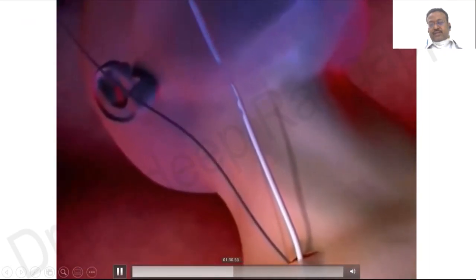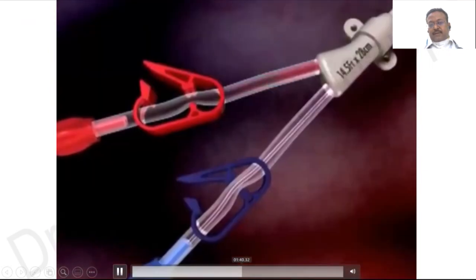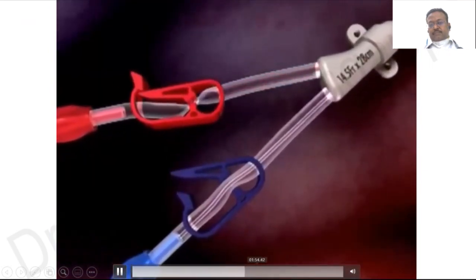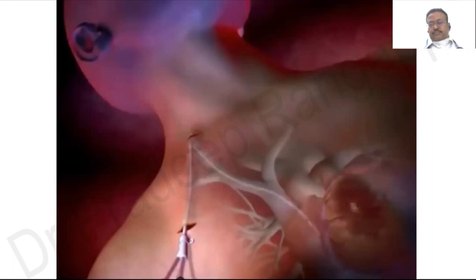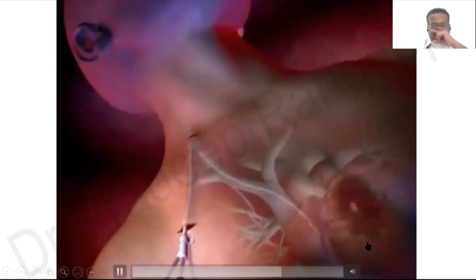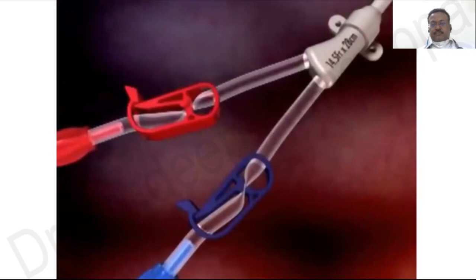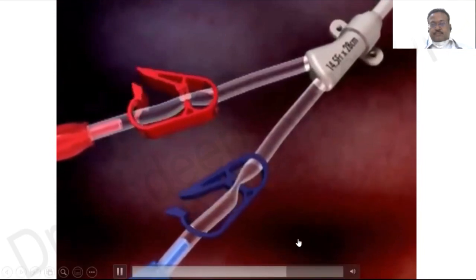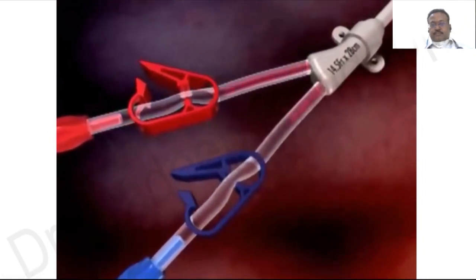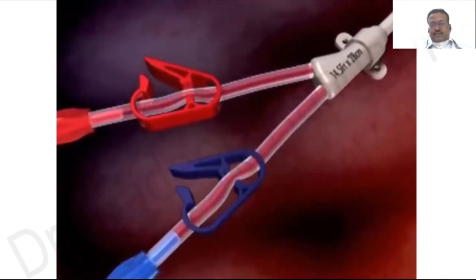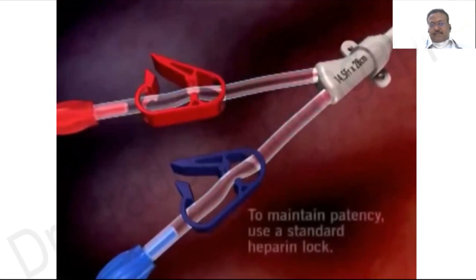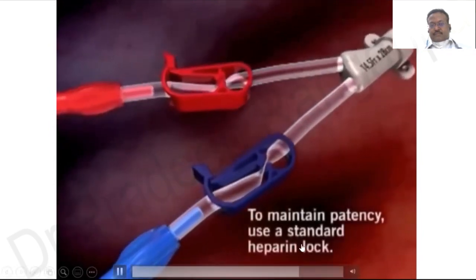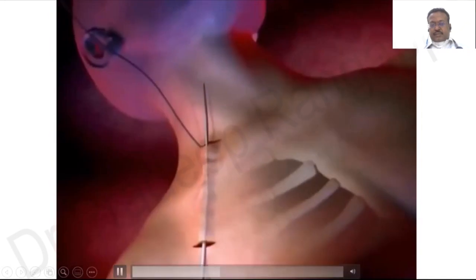So they are creating a tunnel. As you see, there is a tunnel that is created. So blood is aspirated. It's just a quick video to look into how the tunneled catheter is put in.